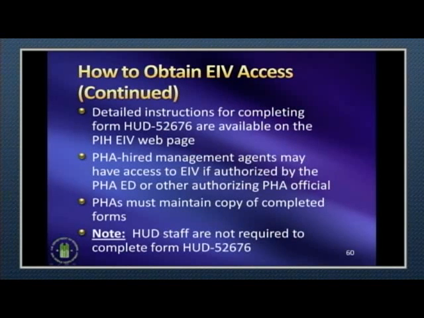Now, I do want to make mention that PIH-RHIIP management agents can have access to EIV as authorized by you, the housing authority, not by the PIH-RHIIP agent. And those individuals, they too are held accountable just as you are, with respect to implementing the various administrative, physical, and technical safeguards to protect the EIV information. HUD staff are not required to complete the 52676 form.